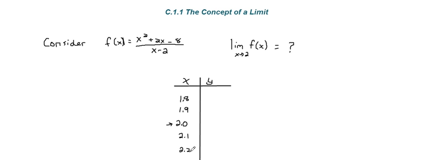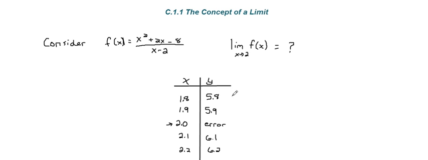Now, what we're going to do is just plug these values in around 2 into the function. Notice when we plug in 2, we would get an error. You can figure this out if you're using a calculator or a graphing calculator and looking at the table of values. But when you plug in 1.8 into the function, we get about 5.8. When we plug in 1.9, we get about 5.9. When we plug in 2.1, we get 6.1. When we plug in 2.2, we get 6.2.